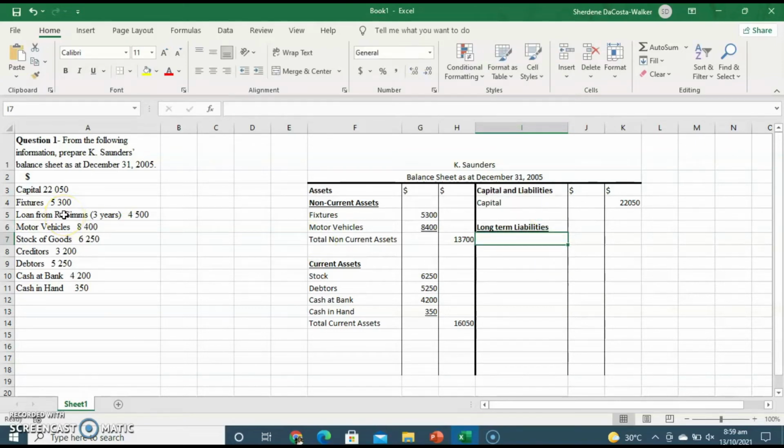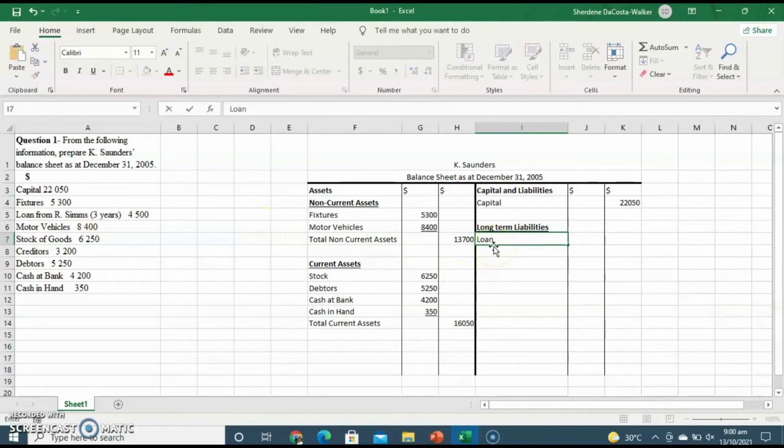Now, in this question, let's look if there's any long-term liability. I owe money that K. Saunders would owe to someone else. I remember we said we're treating ourselves like this is our business. So we would have owed the loan to R. Sims. So that's a long-term liability because we don't have to pay it back within a year. We can wait over a year. As you can see, 3 years. So I have up to 3 years to pay back this loan. So that's a long-term liability.